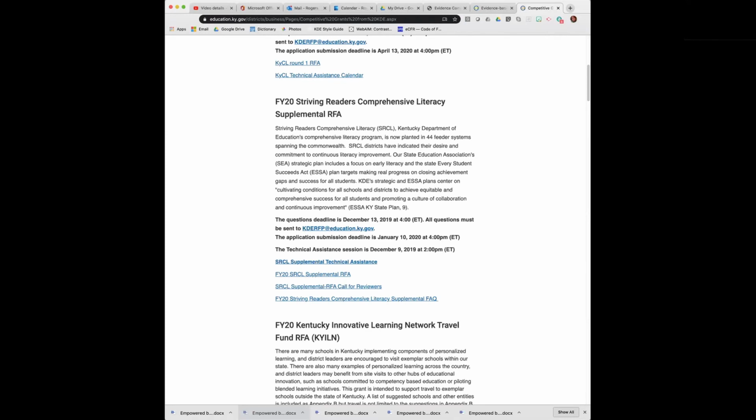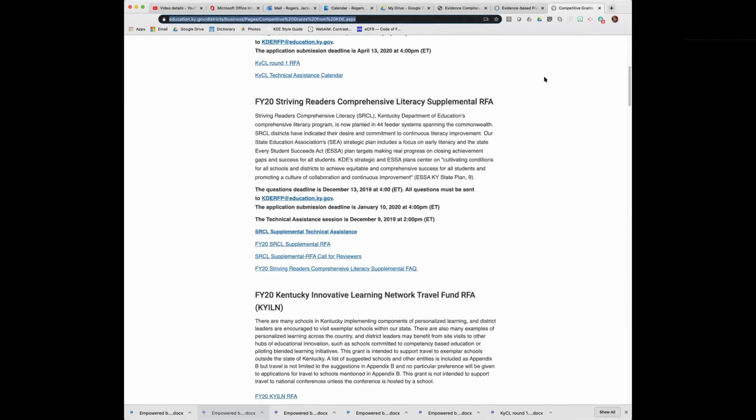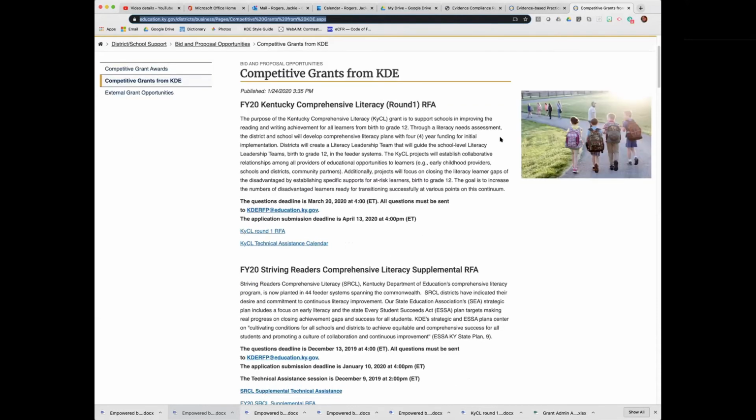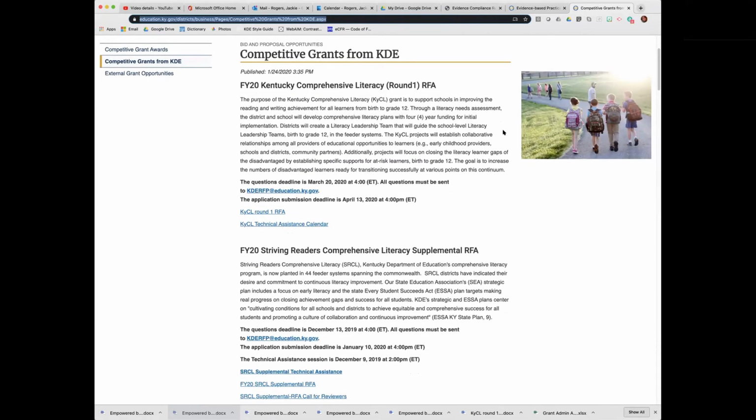Okay. So we've been talking, I made a lot of references to our website. First of all, I talked about the competitive grants page from KDE. If you were to Google KDE competitive grants, this is the page that you'll find. You also can go directly to the website. There are other ways to search it. That's just kind of an easy one. But the first one you see is for fiscal year 20, Kentucky Comprehensive Literacy Round 1 RFA.